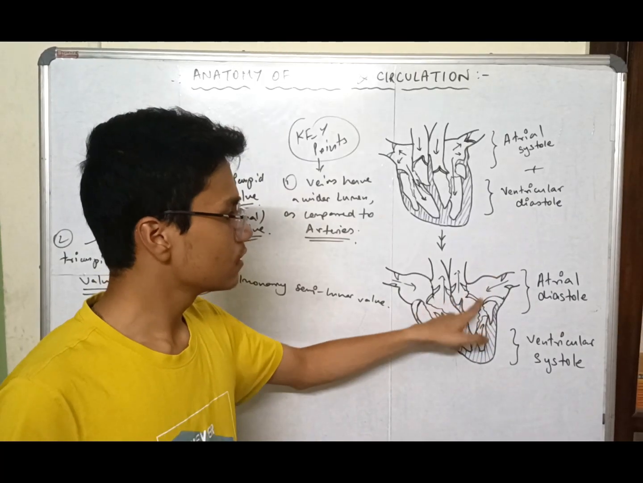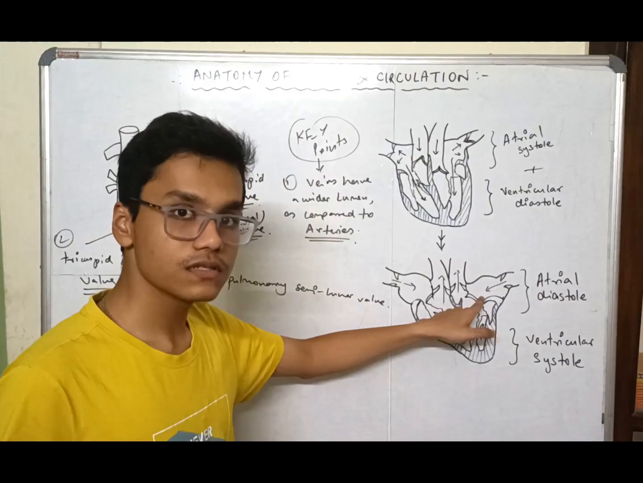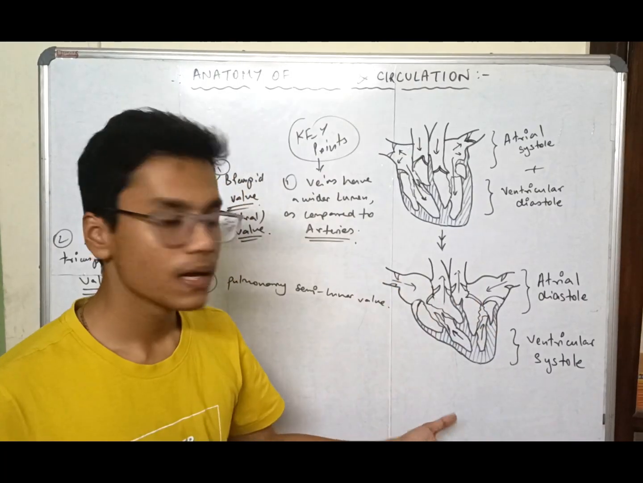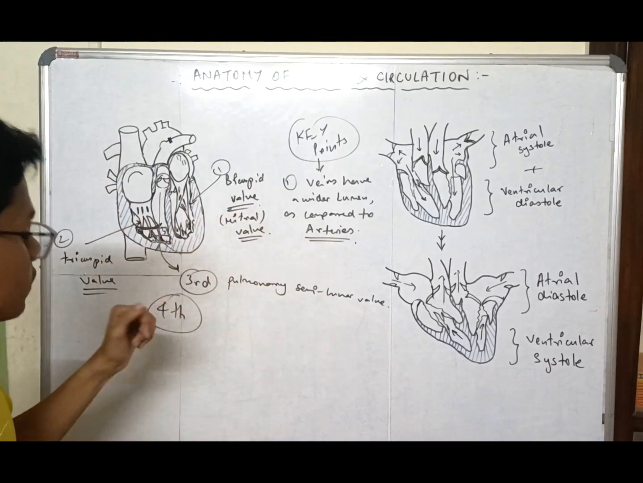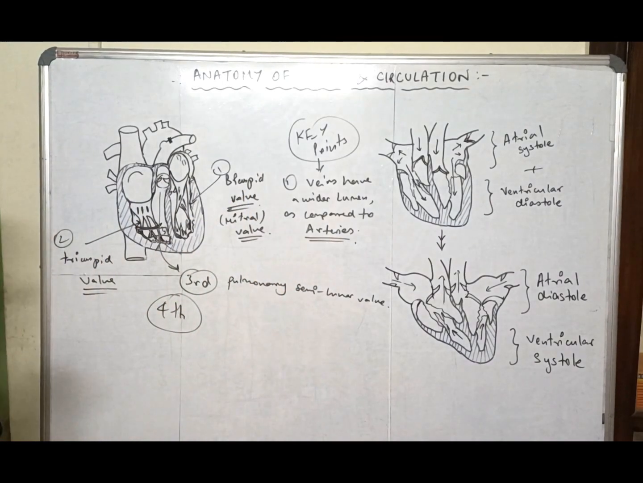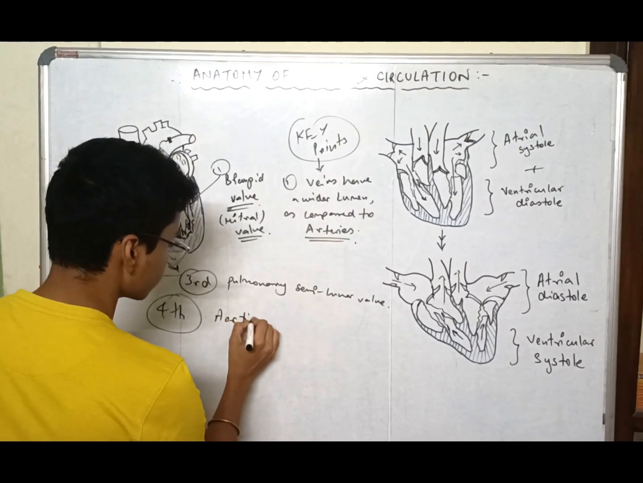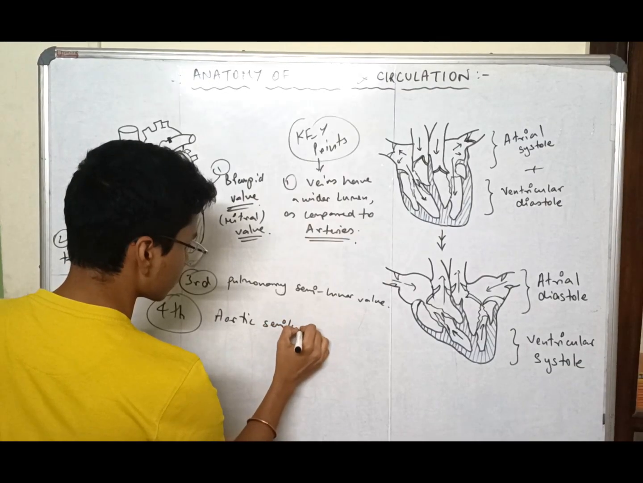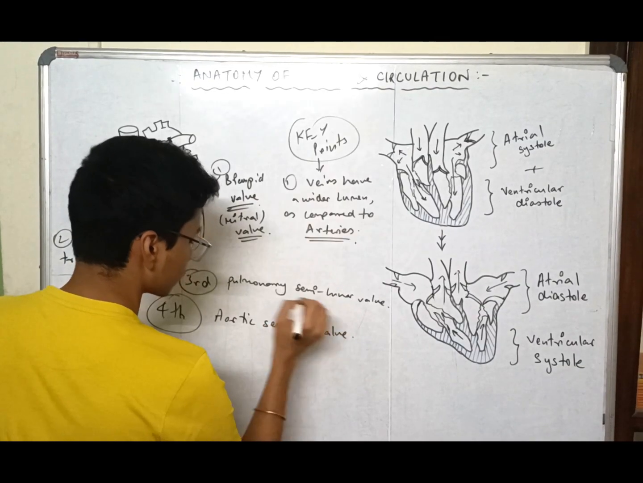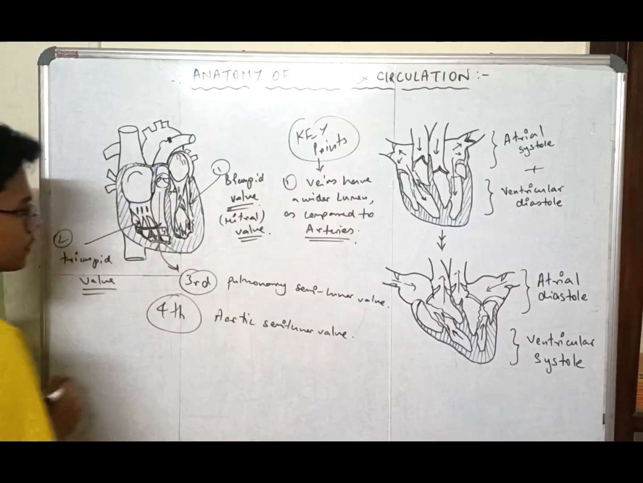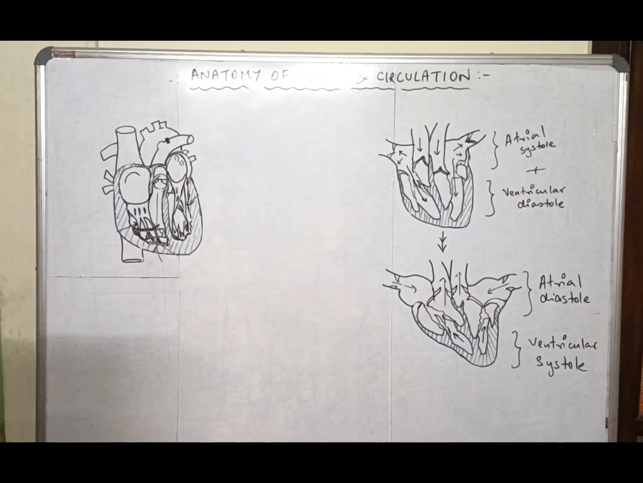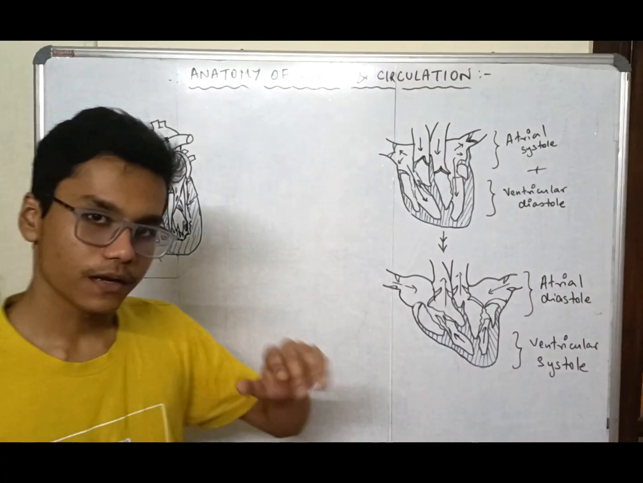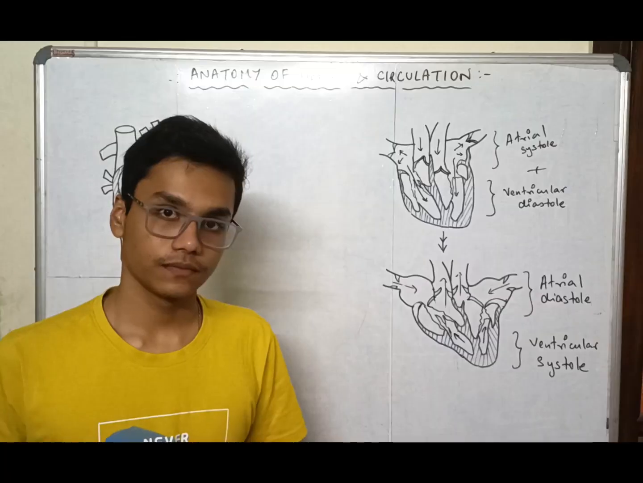This is for the pulmonary vessels, but this is the aorta. Right? So in fact, it will be aorta. It will be aortic. I hope the names of the valves are clear to you now. Alright. Topic of valves is done. The names of the valves are done.